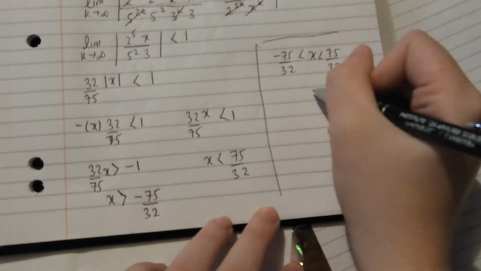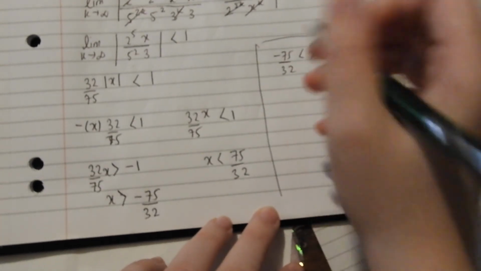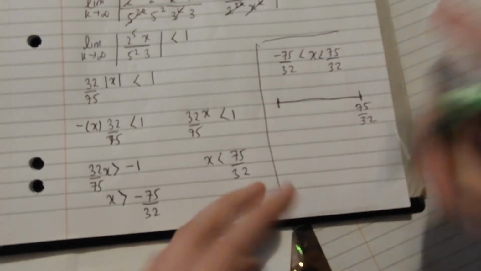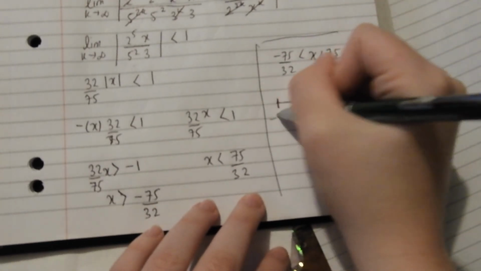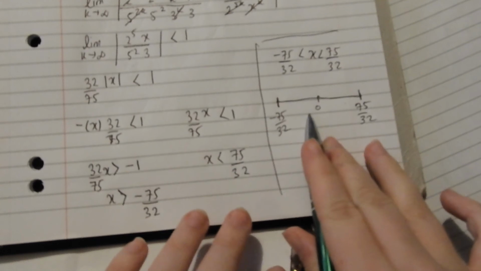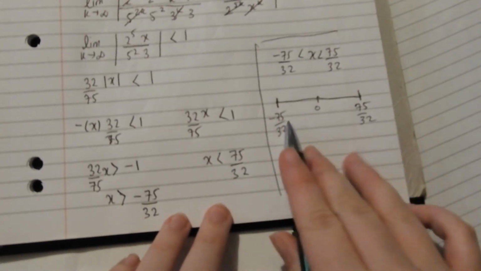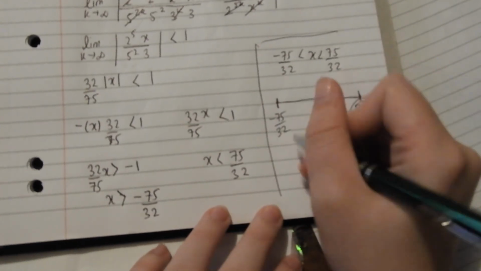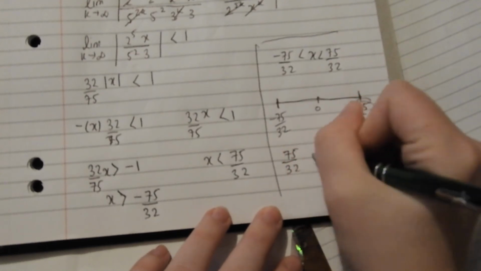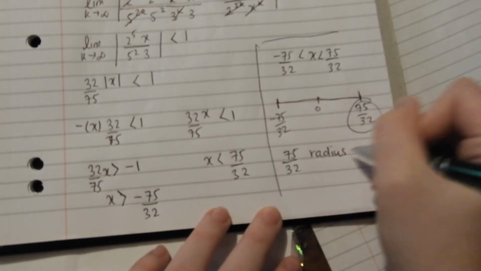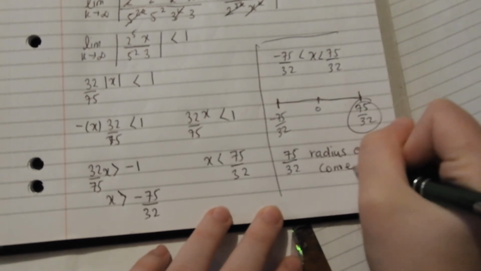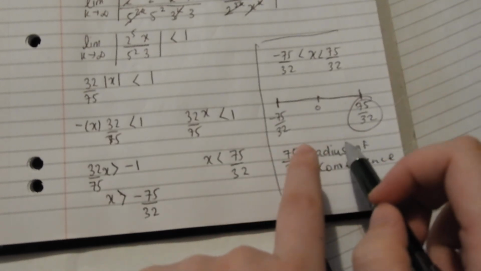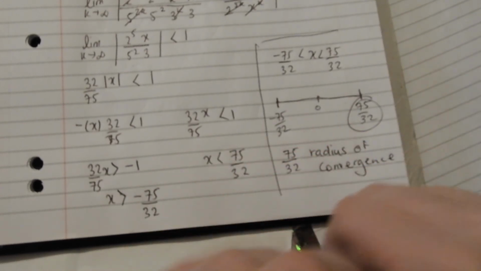So what's the middle point of this? So we take the interval. We've got 75 on 32. We're just drawing a number line here. We've got 0 and negative 75 on 32. The middle point is 0, isn't it? Because this is the positive version and this is the negative version of the number. So the interval is actually just this number. It's the radius of convergence. See some of my other questions where 0 isn't actually the center, so it's kind of a bit trickier to see what the radius is.